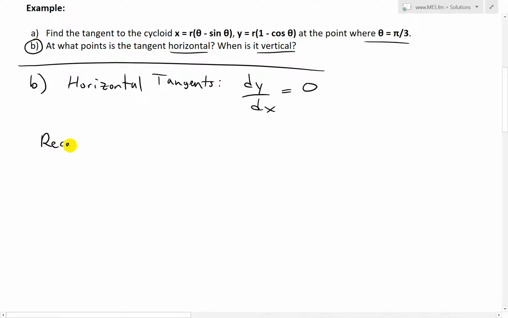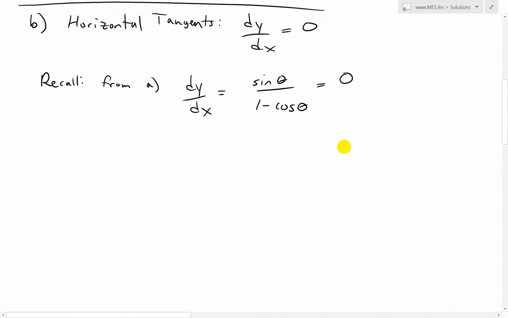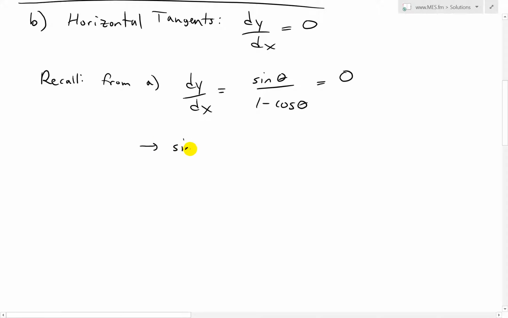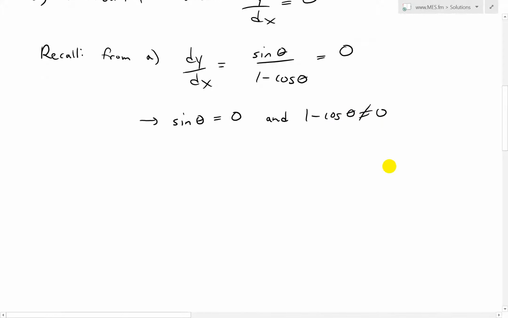So again, recall from part A, or part 1, that I showed that the derivative for this particular cycloid is dy over dx equals sine theta over 1 minus cosine theta. So in order for this to equal 0, we need sine theta equal to 0, but we also need the bottom not to equal 0. So we can't have 1 minus cosine theta equal to 0. So we do not have a 0 over 0 scenario, which is undefined.